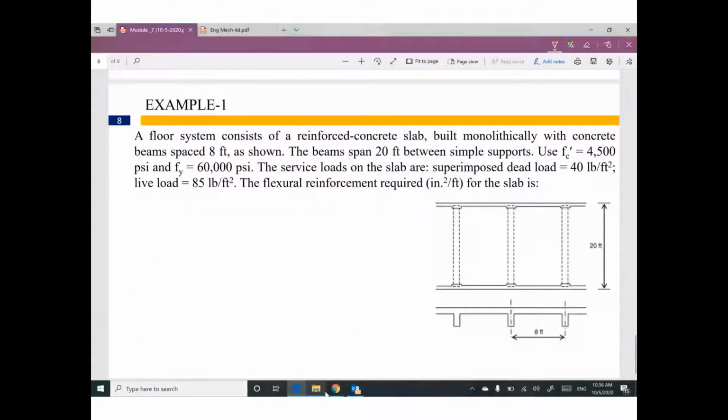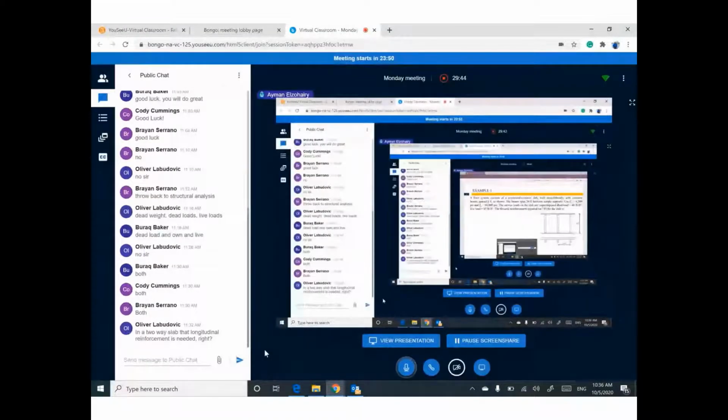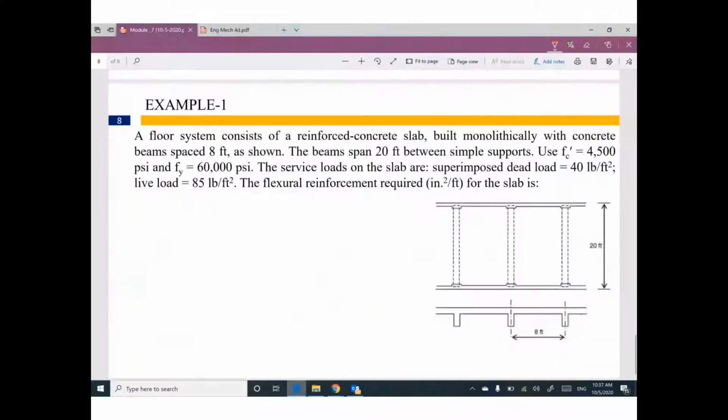That makes sense. In a two-way slab, it's a different scenario. We have this way and this way, and many things: column strip, field strip. We will cover it next meeting. Okay, let's start to do this example.